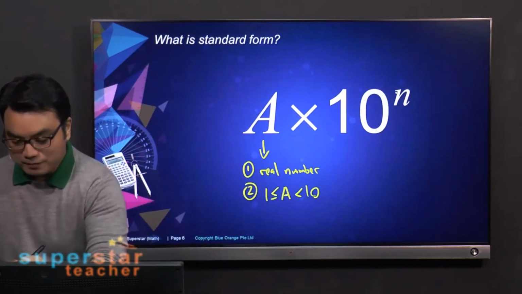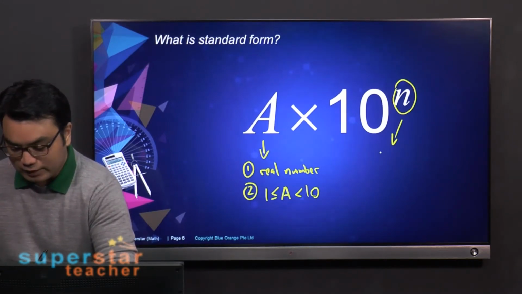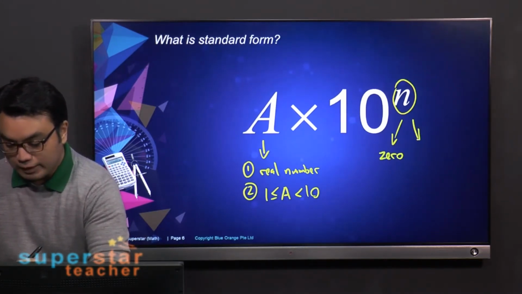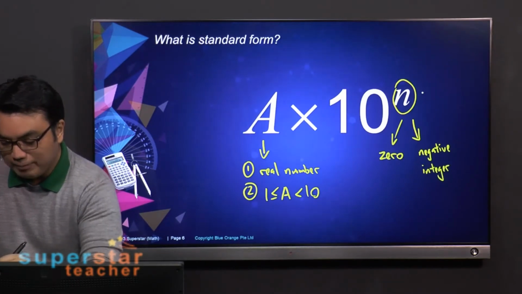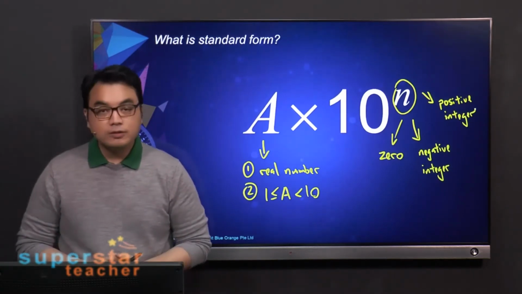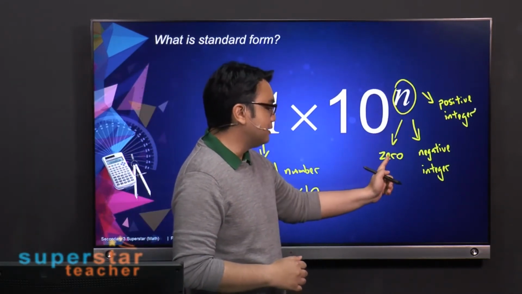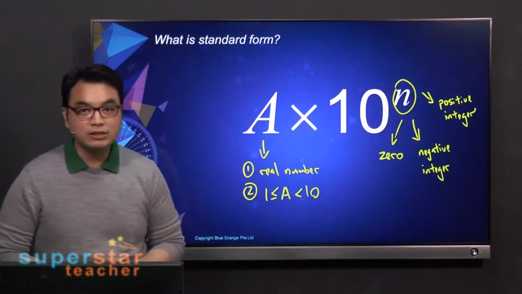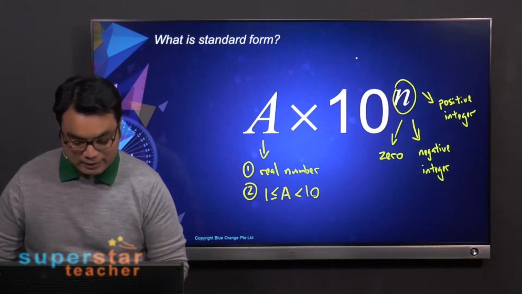For this n, it can either be 0, a negative integer, or a positive integer. So based on the type of n, whether it is 0, a negative integer, or a positive integer, we'll have to move the decimal point accordingly. So let me explain in the next slide.